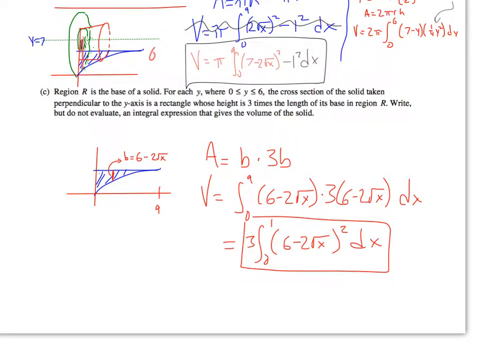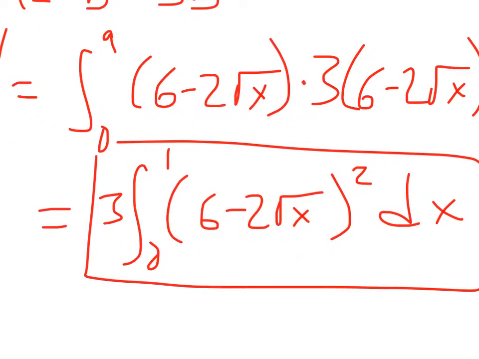That would be fine. Or if you want to pull this 3 out and have 6 minus, oh, look what I did. Another typo. I might blame that one on the program deleting it. Anyway, there it is, from 0 to 9. All right, lots of stuff going on there.